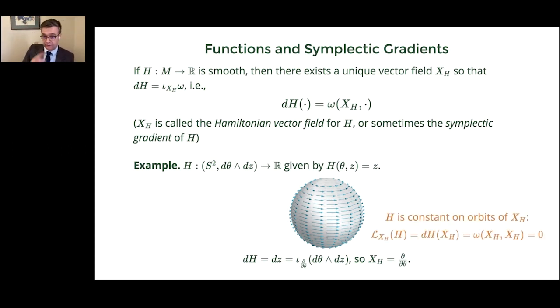And one of the things to notice here is that your original function is constant on the integral curves of this Hamiltonian vector field. So again, that's very much not like the gradient. Instead of pointing perpendicular to the level sets, the vector fields are tangent to the level sets of your function.